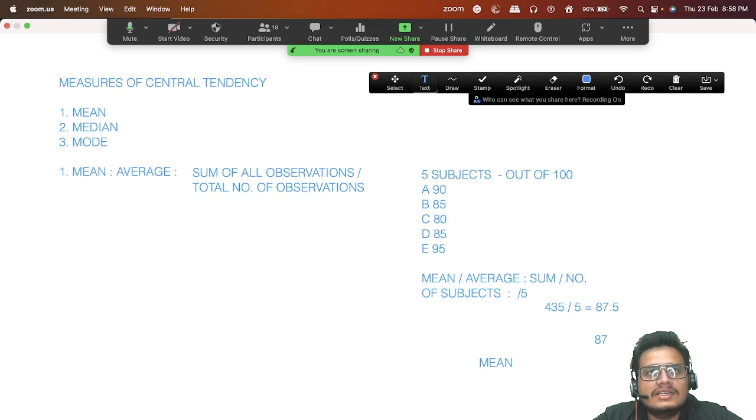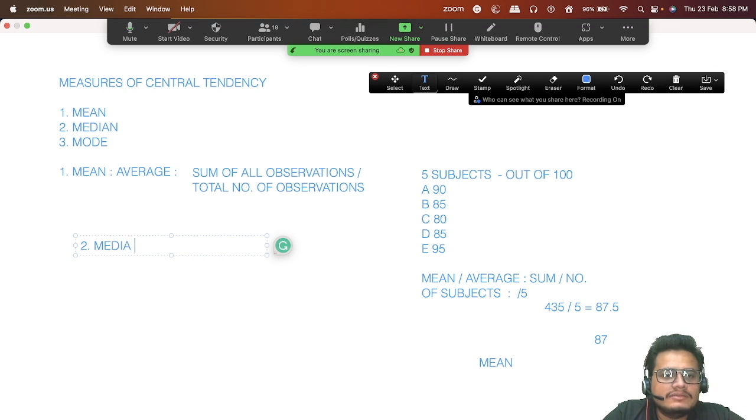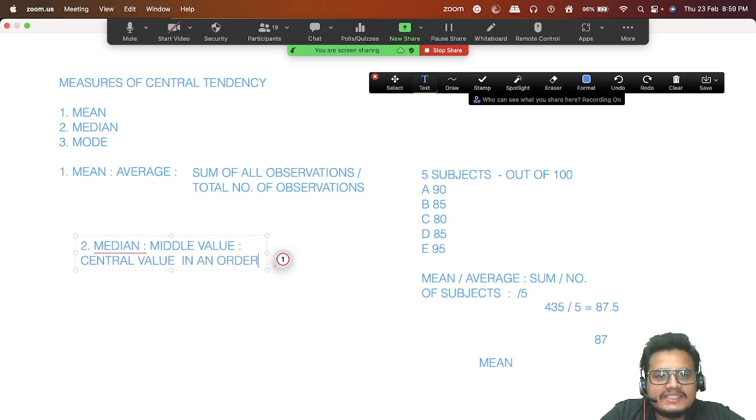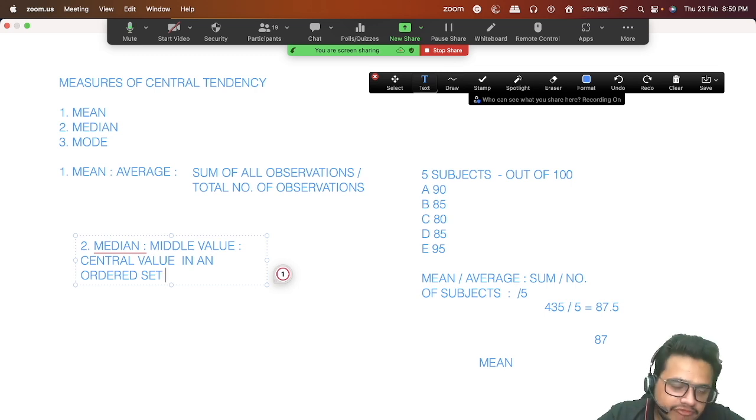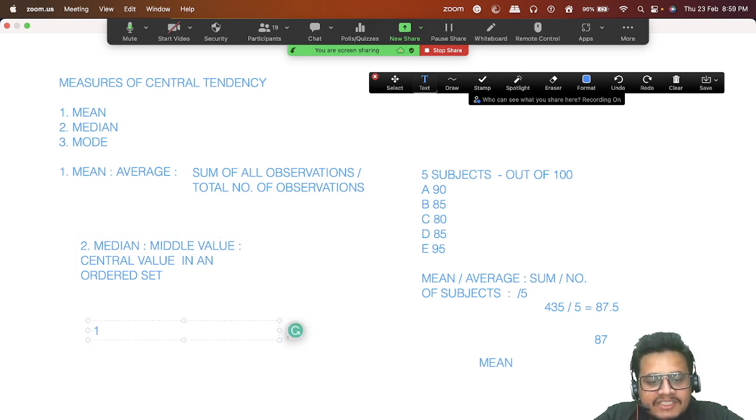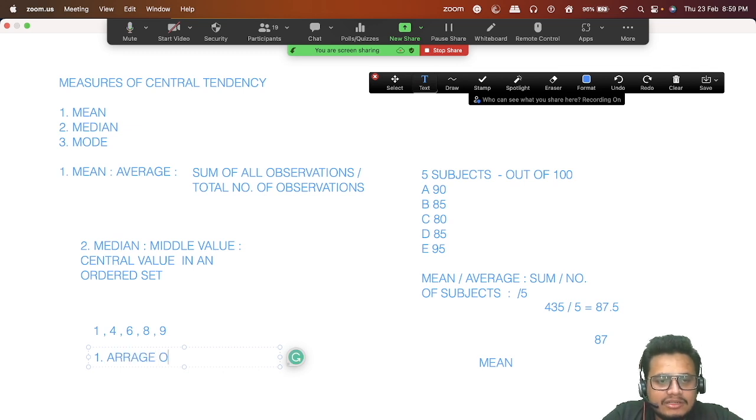Now let's discuss the second measure of central tendency, that is median. Now what is median? Median, as the name suggests, is the middle value, or the central value in an ordered set. Ordered means when we arrange in ascending or descending order, that is an ordered set. Suppose I have my observations as 1, 4, 6, 8. Let's take one more, 9. First of all, my first step is to arrange in ascending or descending order. They are already in ascending order, so I need not do anything.